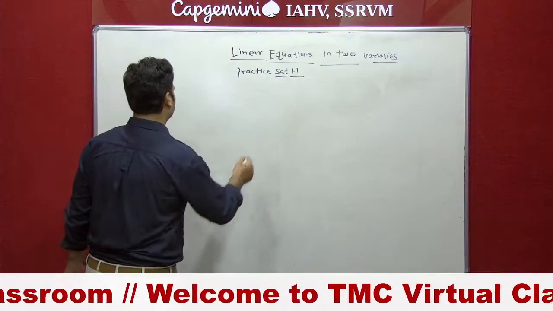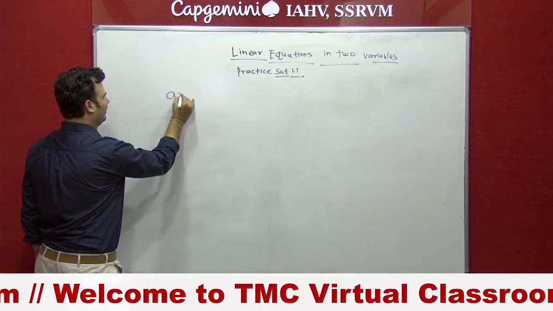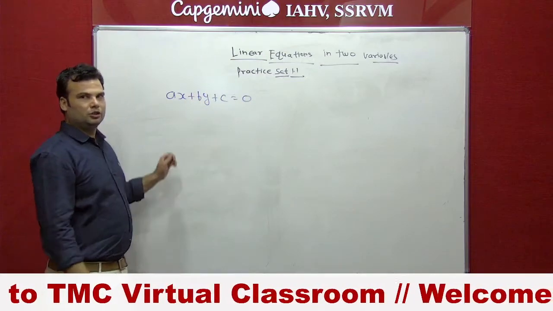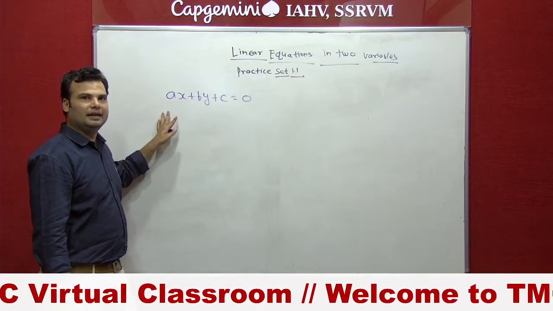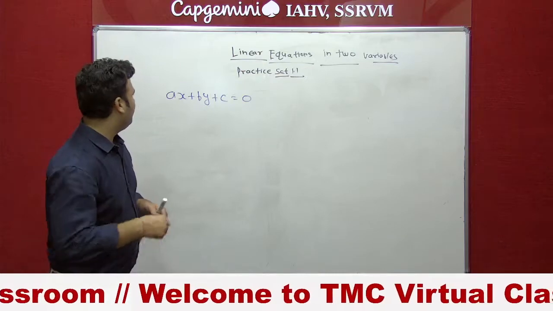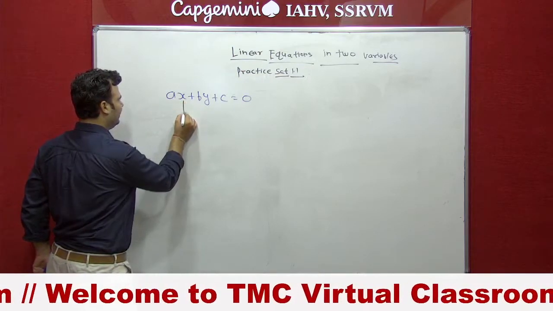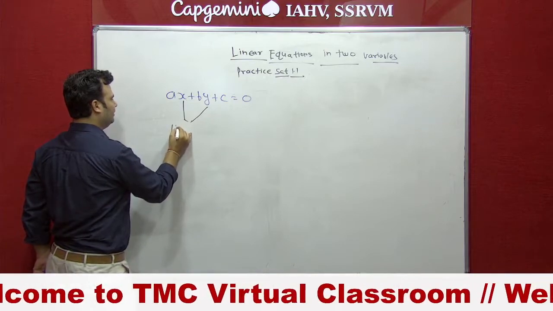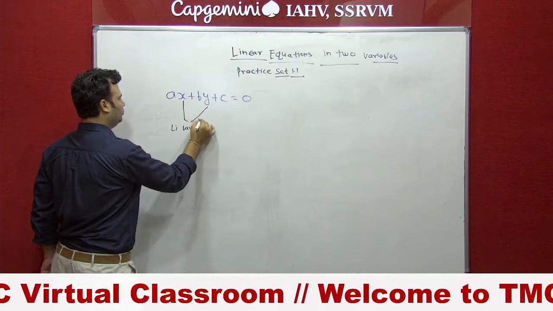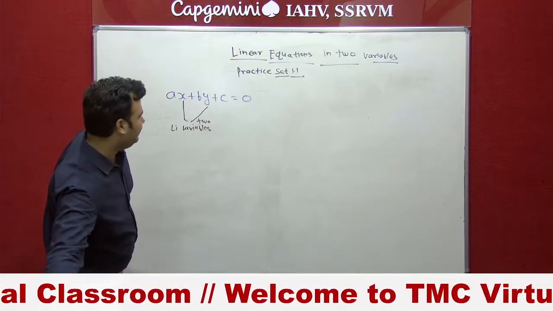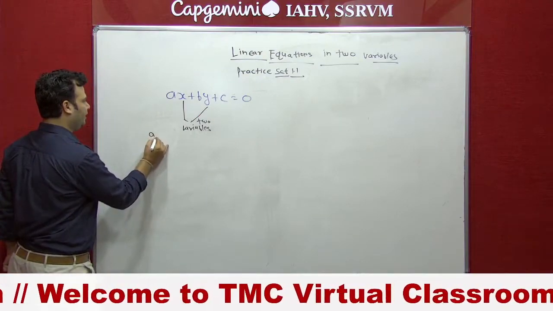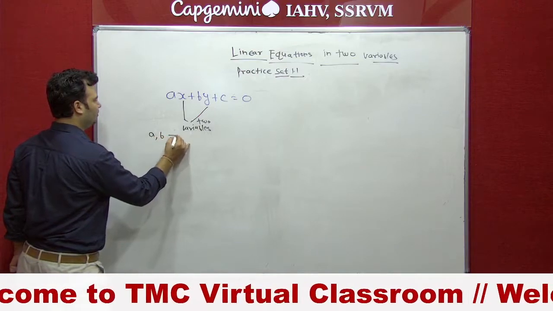So let's see. ax plus by plus c equal to 0. This is the general form of a linear equation in two variables. You can see here x and y; these are the two variables. And in this, a and b can't be 0.